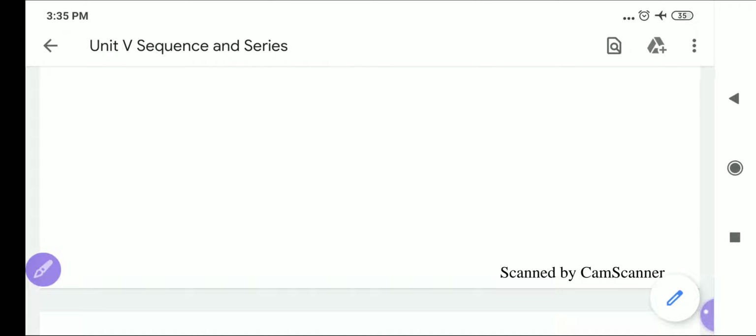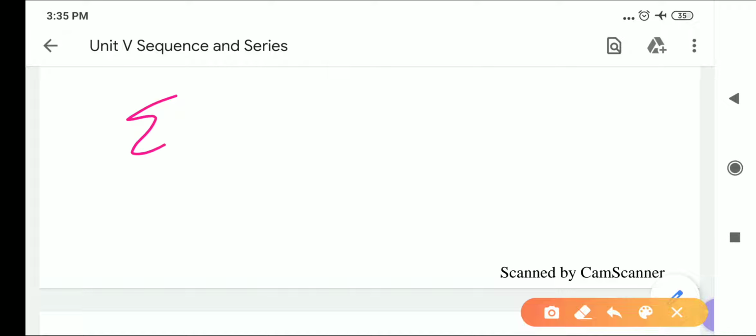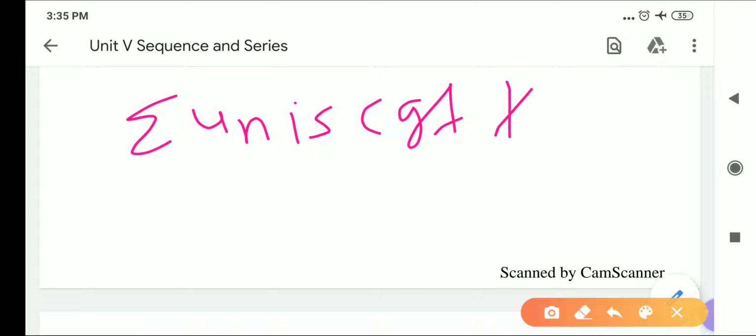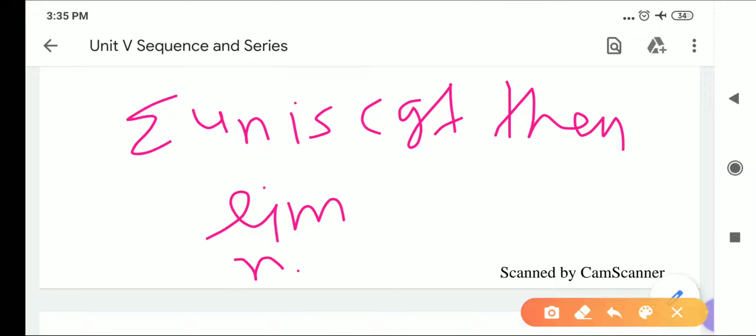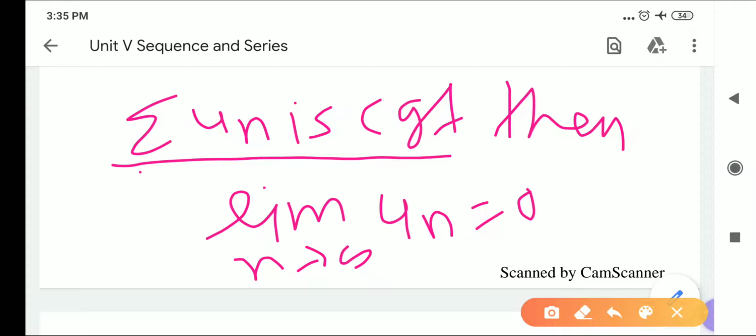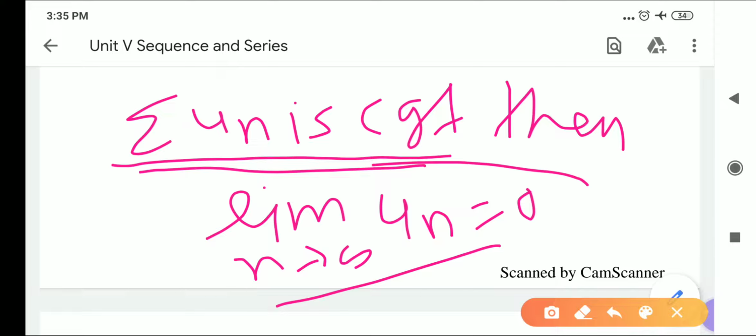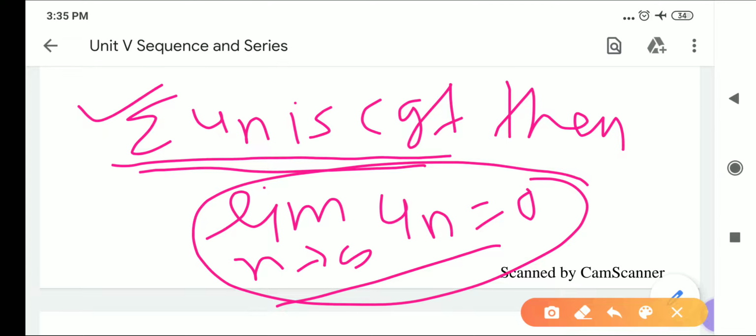If series is convergent, listen carefully, if series un is convergent, then its limit is 0. Limit n tends to infinity, un is always 0, but converse is not true. series un यदि कॉन्वर्जेंट है तो उसका लिमिट 0 आएगा, बट यदि लिमिट 0 है तो वो कॉन्वर्जेंट है, ऐसा नहीं बोल सकते हम. एग्जाम्पल है 1 अपॉन n का.